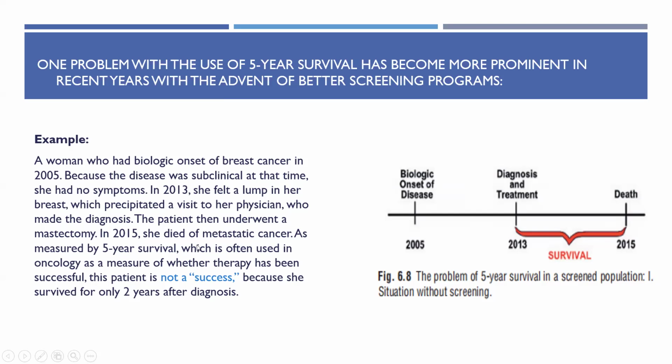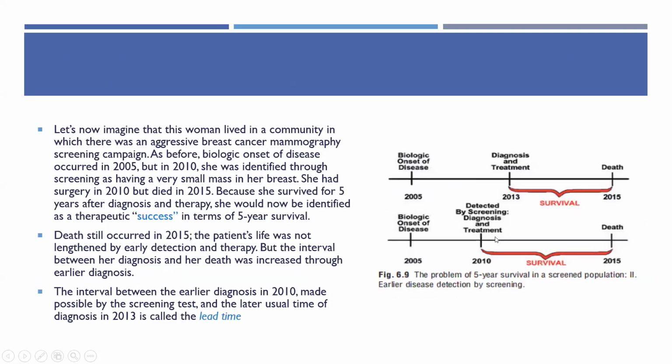In 2015, she died of metastatic cancer. As measured by the 5 year survival, which is often used in oncology as a measure of whether therapy has been successful, this is not a success because the patient survived for only 2 years after the diagnosis. So in 2005 there was the onset of the disease, and in 2013 she was diagnosed and treated. After 2 years she died. So this was not a success.